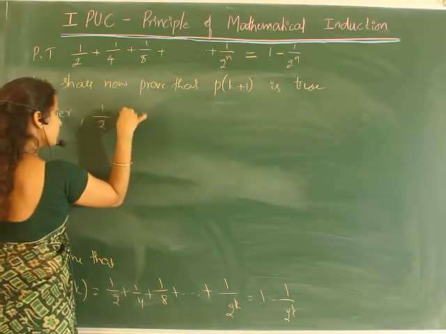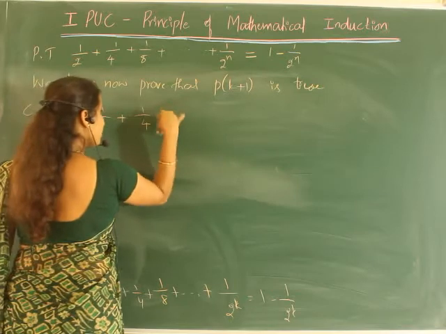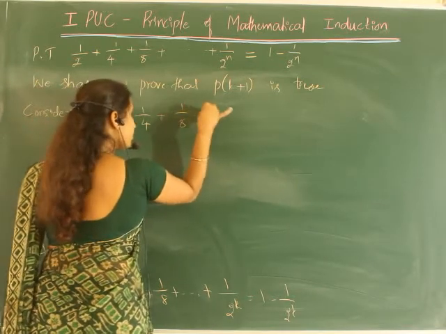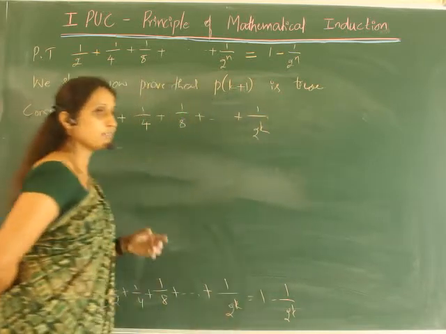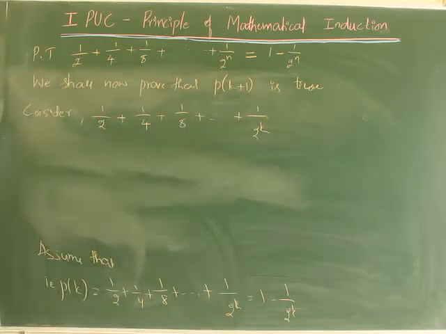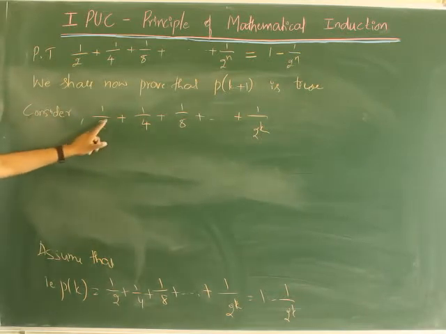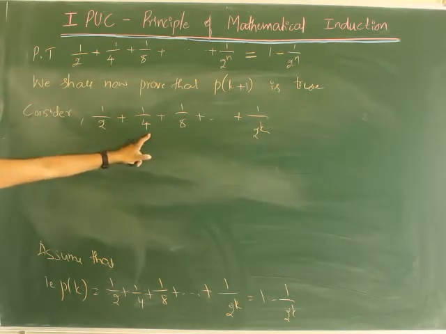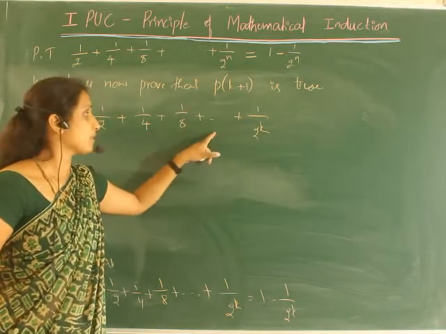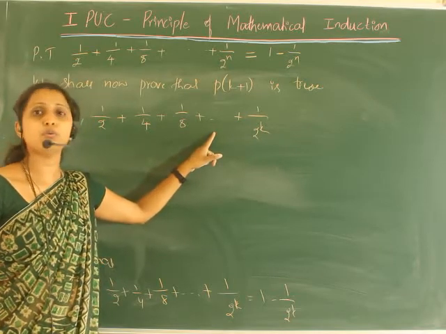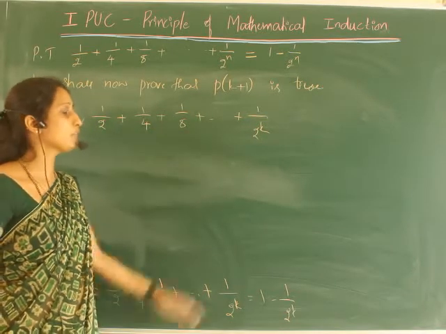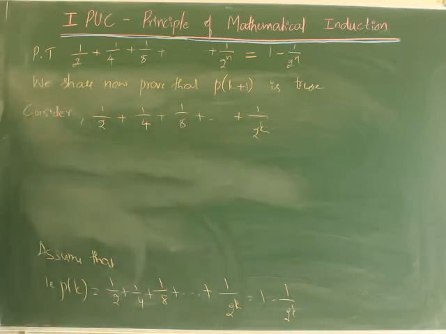1/2 + 1/4 + 1/8 + and so on up to 1/2^k. Up to k it is 2^k, but we want up to k+1. So what is the next term? Here 2 means 2^1, 4 means 2 squared, 8 means 2 cubed. The next ones are 2^4, 2^5, 2^6. Therefore it is 2^k, and the next one is 2^(k+1).